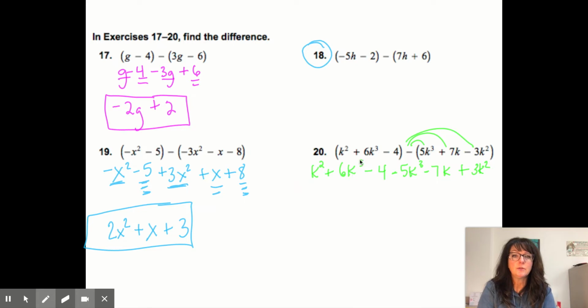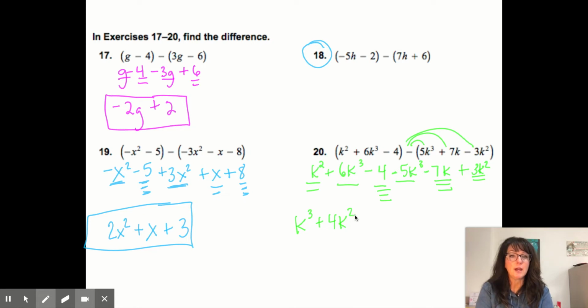Okay, so here's degree of 2, degree of 3, degree of 0, degree of 1. So I want to start with 3. It's going to be my first term. And then 2 will be my second term. Then degree of 1, this k, will be my third term. And finally, the constant will be my fourth term. So I can take my first 2, 6 minus 5, and get k cubed. Then my second terms, 3 and 1, become 4k squared.